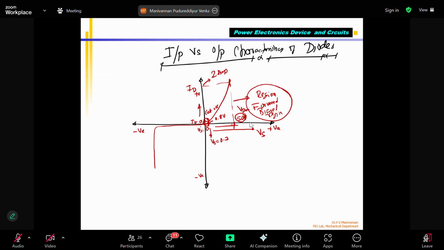Now, if I start applying negative voltage instead, note that a diode can be supplied with 2 types of voltage. This is called forward biasing. This is the anode, this is the cathode, and this is my supply voltage Vs connected to the load, and this is my ID. The positive of the battery is connected to the anode, and the negative of the battery is connected to the cathode via the load resistance RL. So the current is flowing. This is called the forward bias condition.